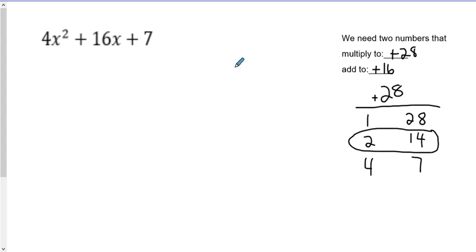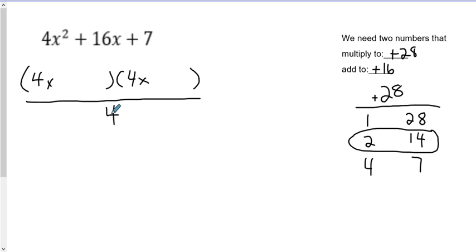So we're going to set it up the same way. We have a 4x in each bracket. Then we will divide by 4. Put one of those numbers in each, so we have 4x plus 2 and 4x plus 14. And now we have to common factor. From this first bracket, we can take out a 2, so we have 2, and then we're left with 2x plus 1. And in the second one, we can also take out a 2, so we're left with 2x plus 7.